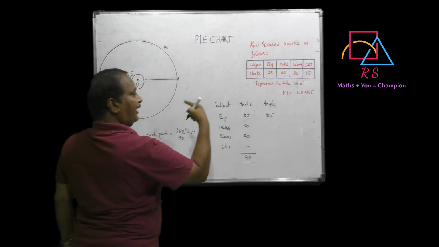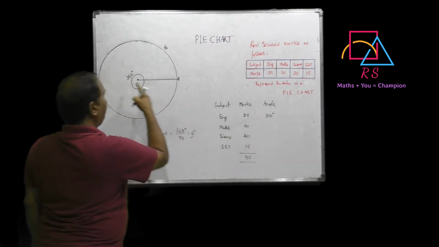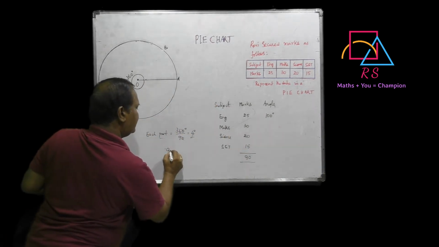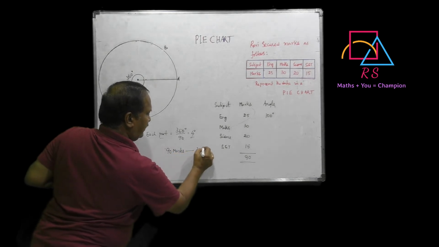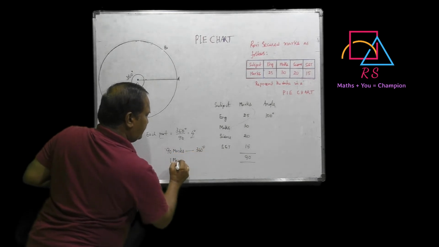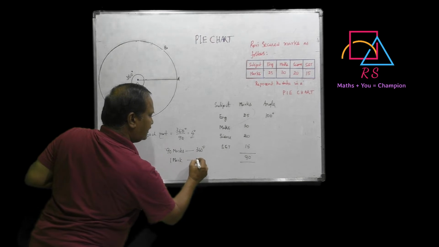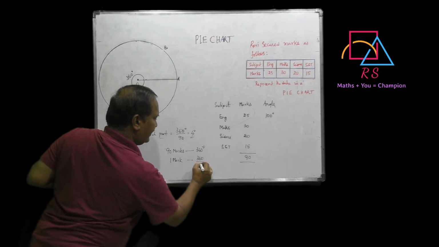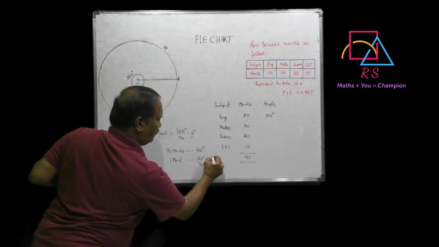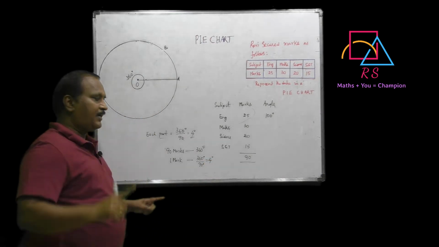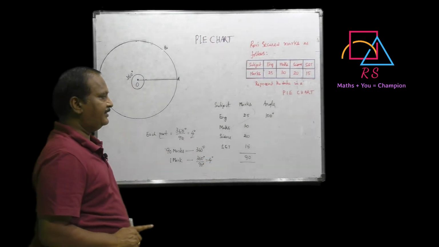That means I am changing marks into angles. 90 marks is equal to 360 degrees. So 1 mark is equal to how much? 1 mark is equal to 360 divided by 90, which is equal to 4 degrees. Each mark is equal to 4 degrees.